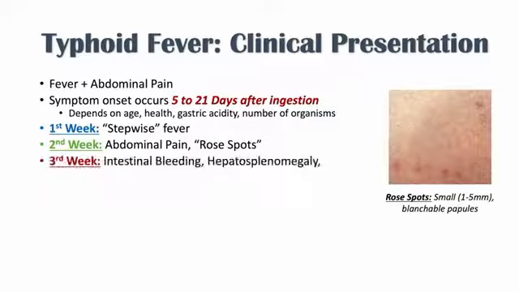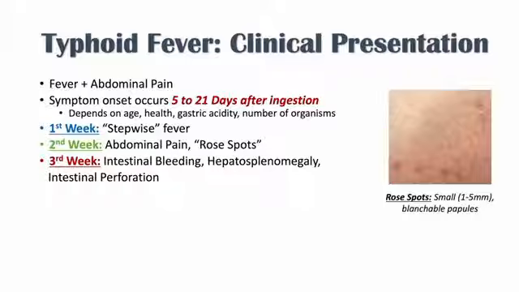And in the third week, you're going to see some of the worsening symptoms. You're going to see intestinal bleeding, so you might see hematochezia, melena. You're also going to get hepatosplenomegaly, so an enlargement of the liver and the spleen, and you could also see intestinal perforation. Essentially, because of all that proliferating bacteria within the submucosa, you might actually cause an intestinal perforation.